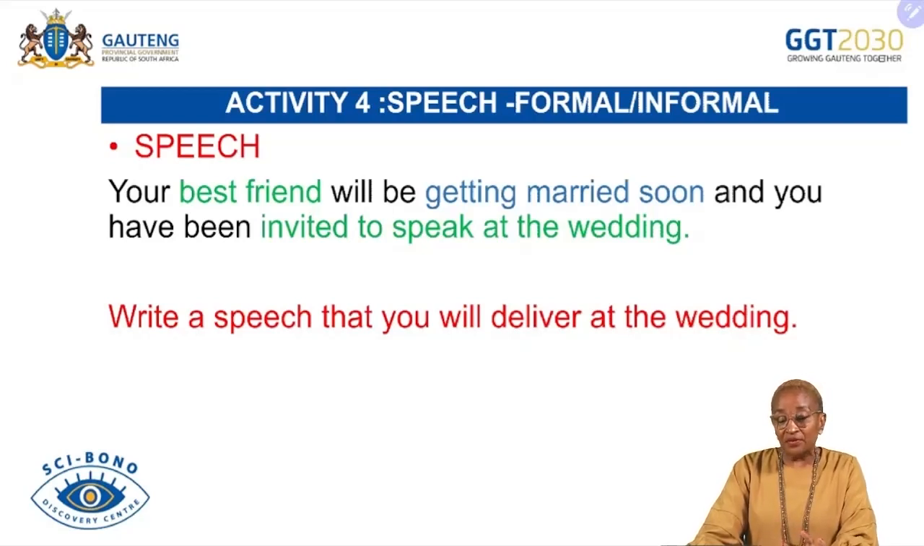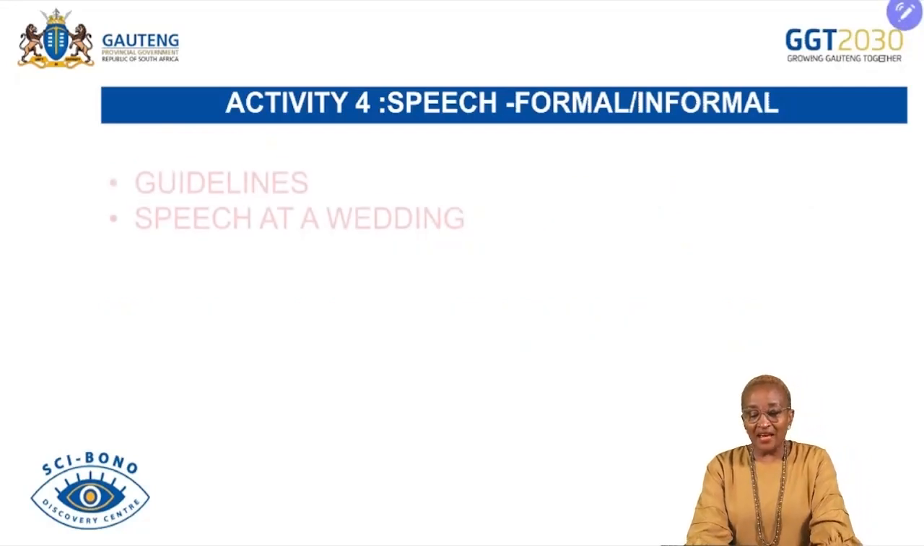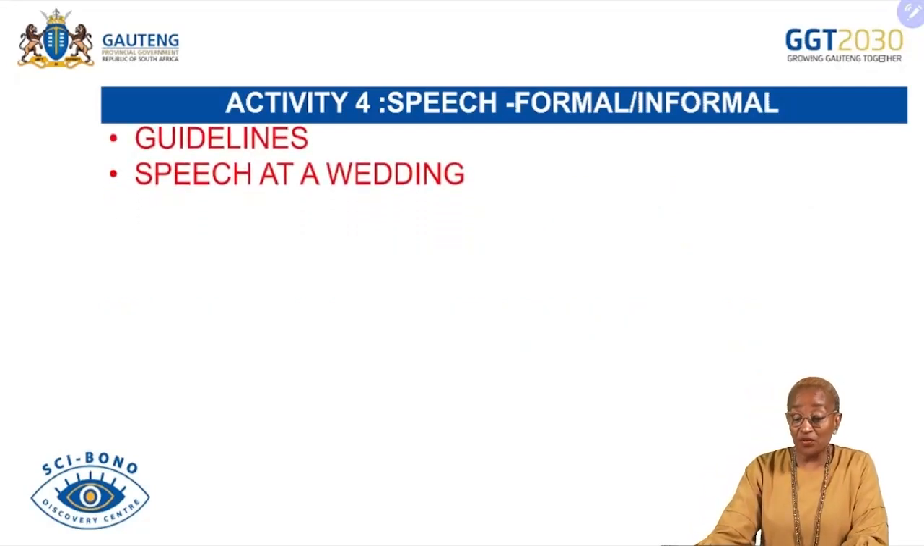So from that brief, you are already being given the purpose and the audience. The nature of the occasion will inform your audience. And the purpose, of course, it says, a friend, a very close friend, your best friend is getting married. And you are now expected to deliver that speech at the wedding. Right, let's have a look at the guidelines for that aspect.